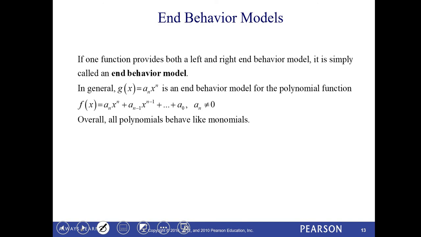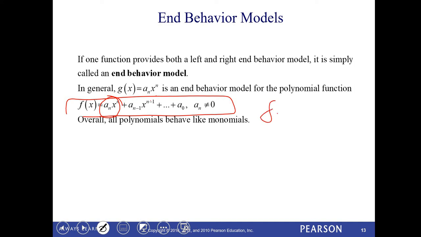If one function provides both left and right end behavior, it is simply called an end behavior model. In general, g of x equals a sub n times x to the n is an end behavior model for any polynomial function. In other words, we just have to look at the first term. Polynomials at their ends behave like monomials.